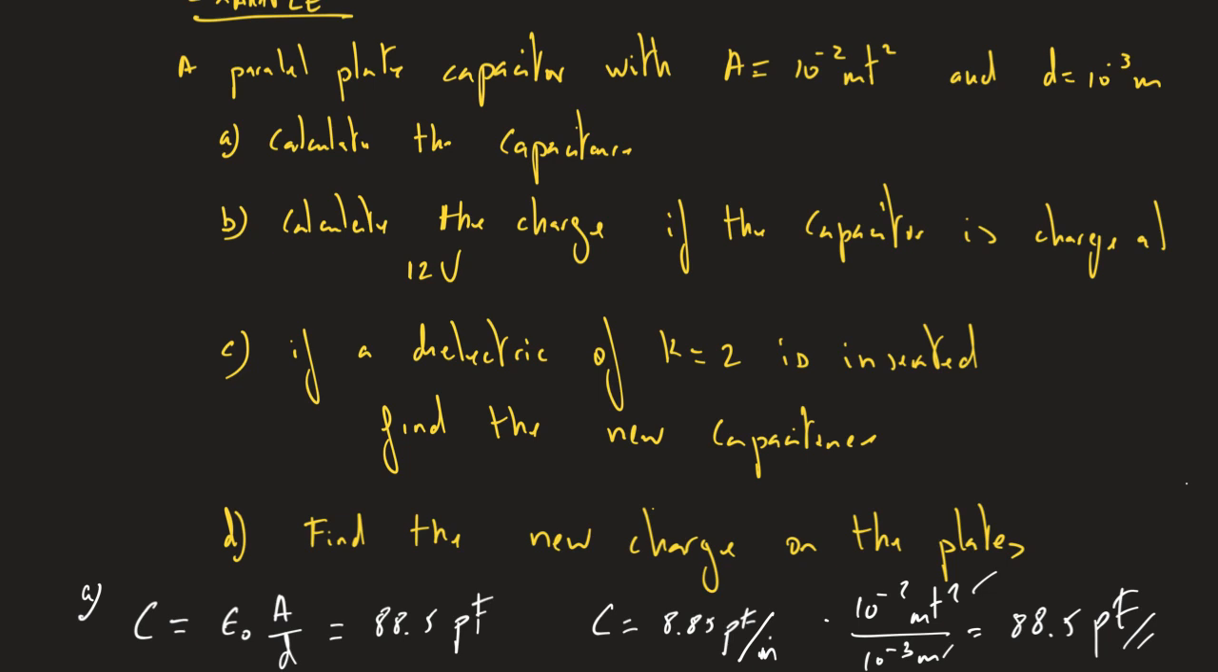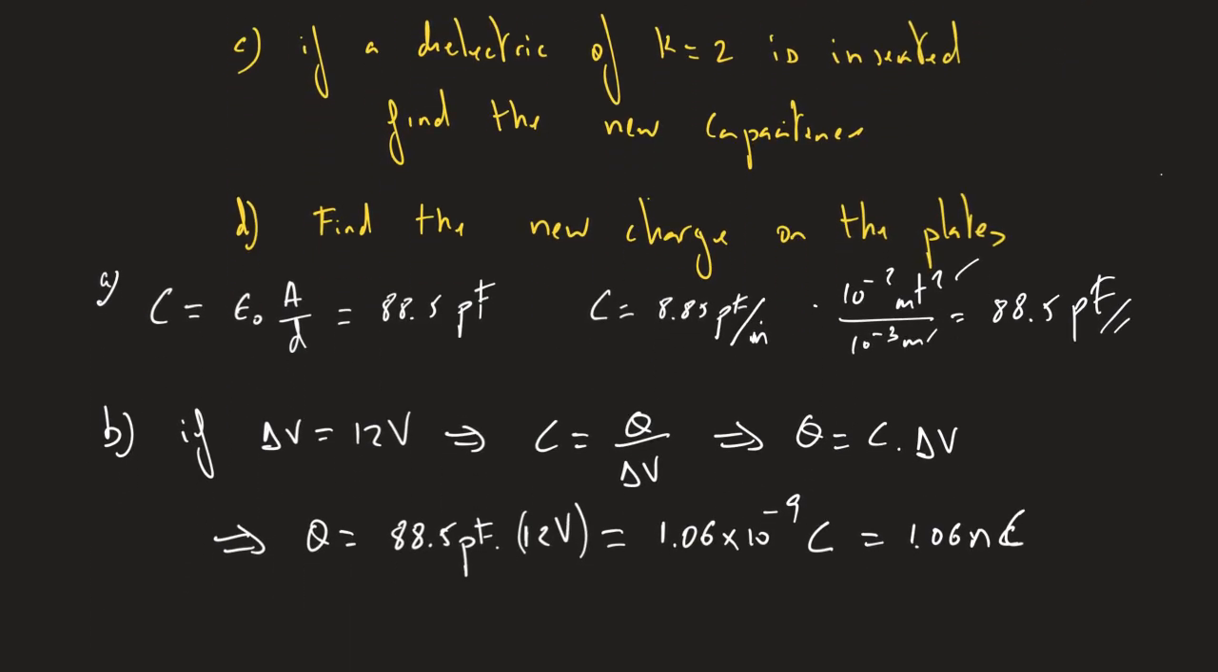What is part B? Part B is to calculate the charge when the two parallel plates are charged with a potential difference of 12 volts. The capacitance is the charge that you can place in the metallic conductor divided by the potential. So they ask for the charge, which is the capacitance times delta V.